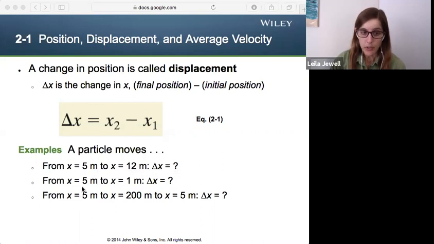In the second example, we go from 5 to 1. Now when we take the displacement, we get negative 4 meters. And the negative sign does matter because that tells us that the displacement is in the negative direction.